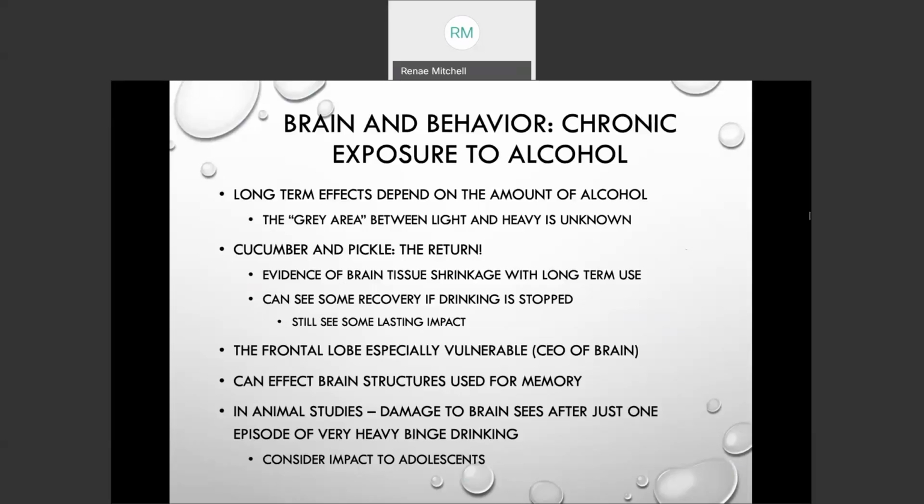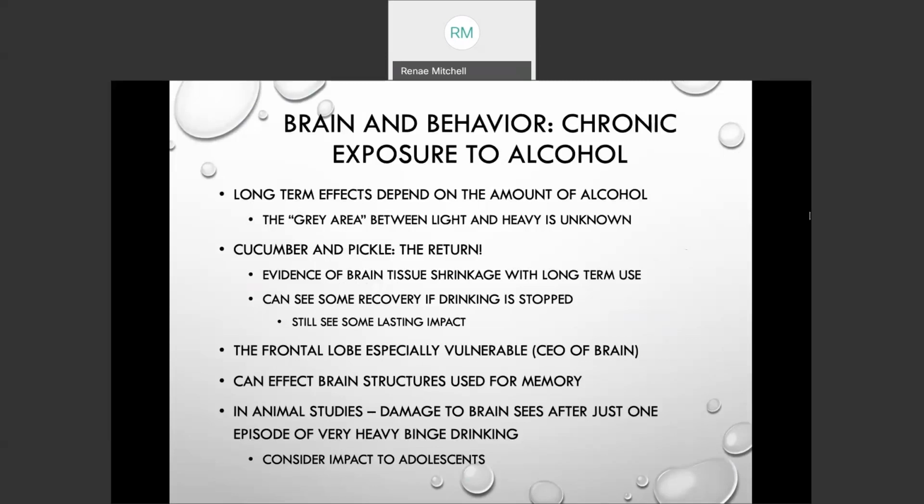It can also impact the brain structures used for memory, as we mentioned a moment ago, and the continual use of alcohol will continue to impact those memory parts of the brain. And even in animal studies, in terms of chronic exposure to alcohol, sometimes brain damage occurs after just one episode of very heavy binge drinking.